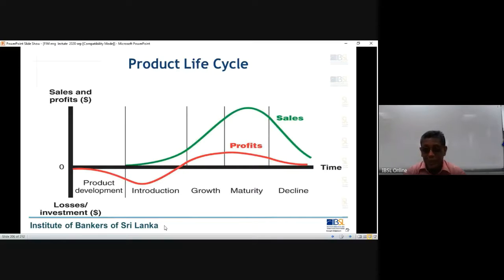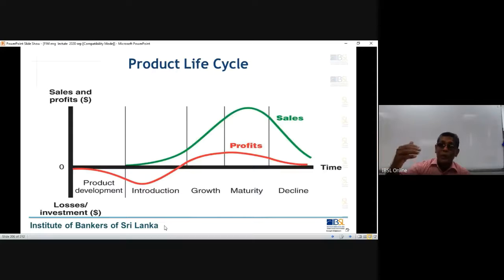Now, say for an example, take Sunlight. What is Sunlight? Sunlight has been in maturity for a longer period, and they have noted that.